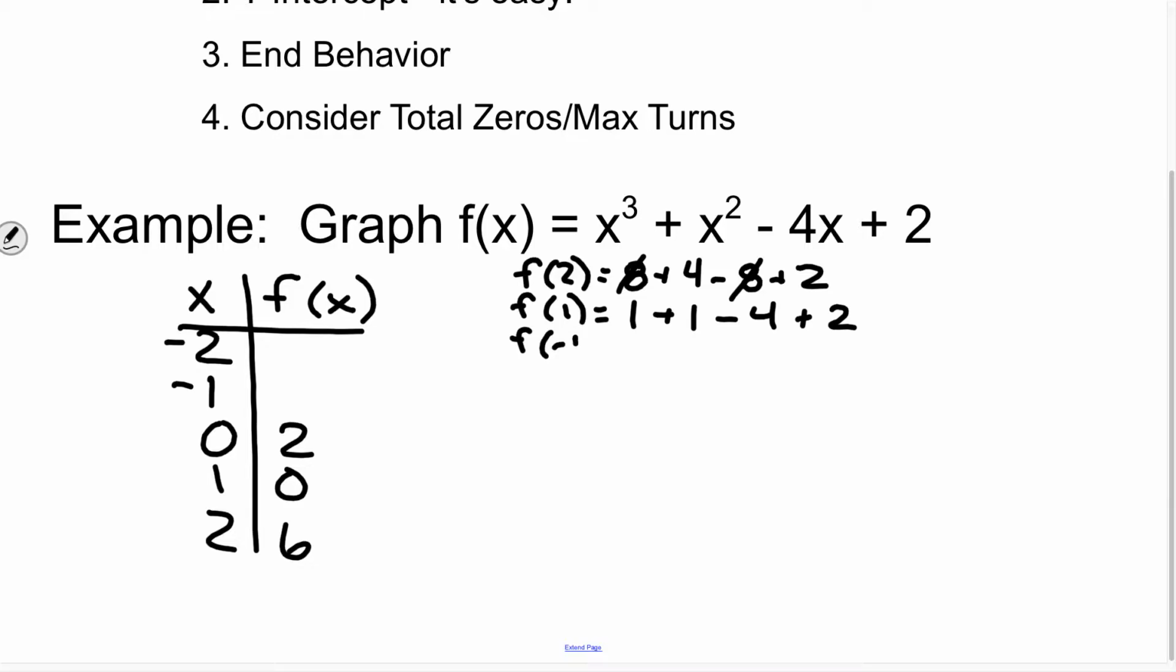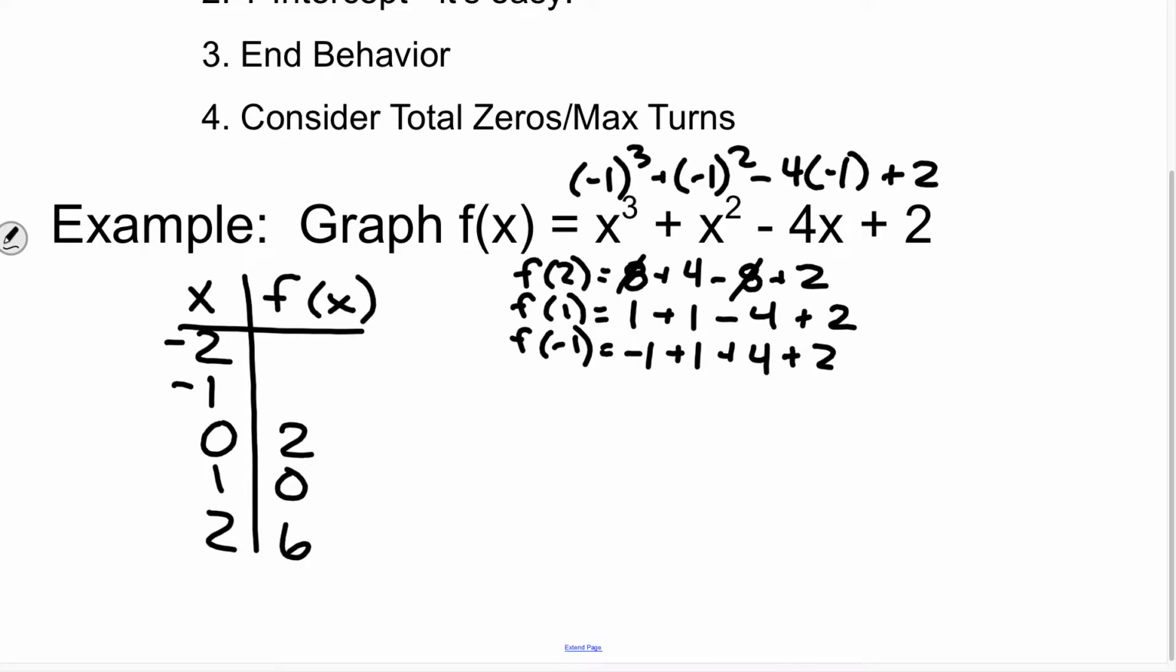If I did f of negative 1, if you're going to put negative 1 in your calculator, you should protect it with parentheses, because otherwise your calculator will make this part negative when really negative 1 times itself is positive 1, so you need to protect the negatives with parentheses. But this one will be negative 1 plus 1 plus 4 plus 2, so that's what, 6 again. And then f of negative 2 is negative 8 plus 4 plus 8 plus 2, so that's another 6.